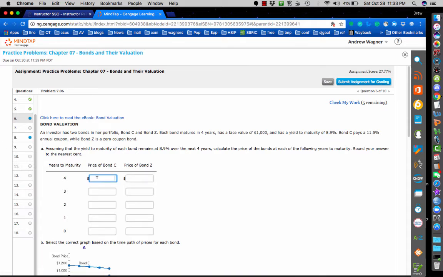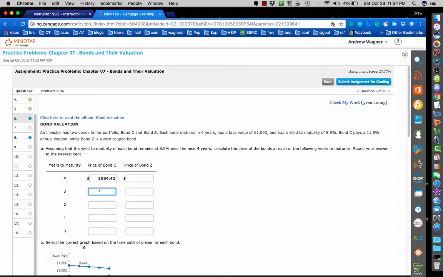And this is a common sense check. The coupon rate 11.5 is higher than the yield of 8.9, so we would expect it to sell for more than its par value. So that's 1,084.417, so 42.